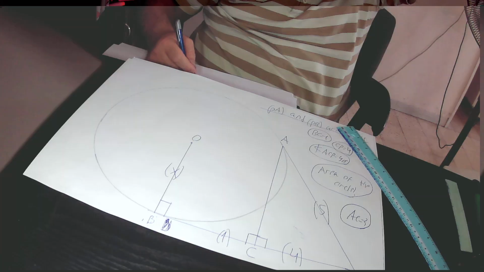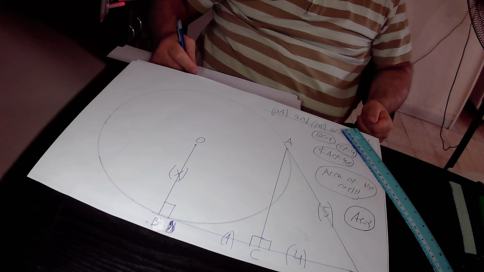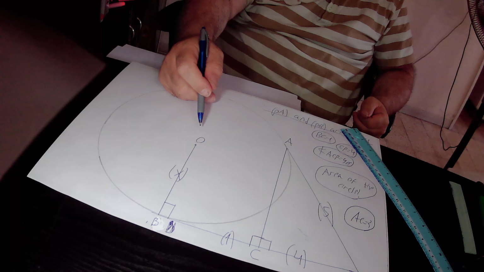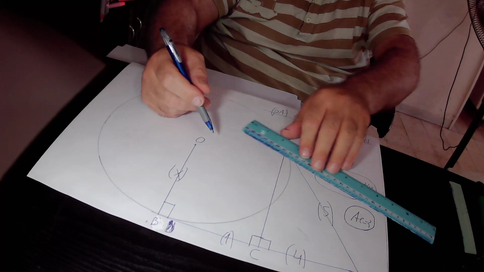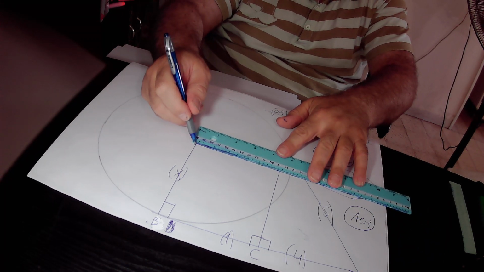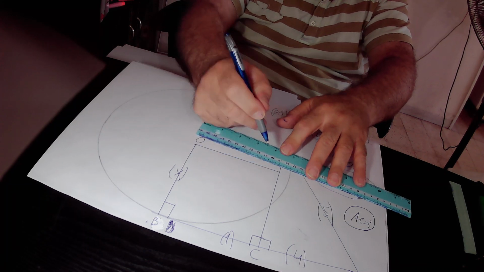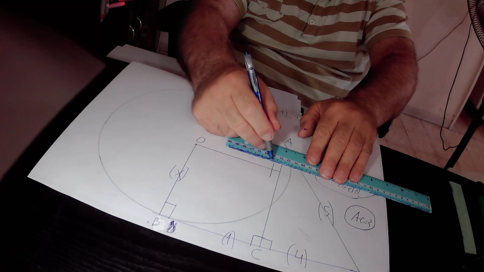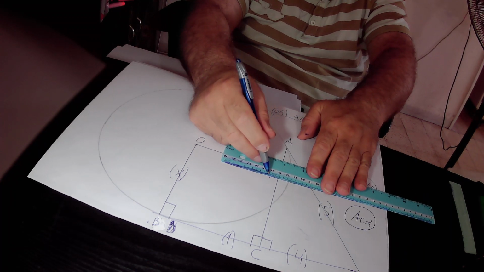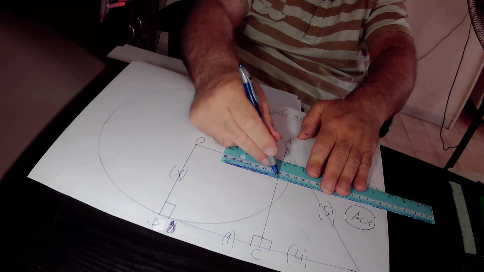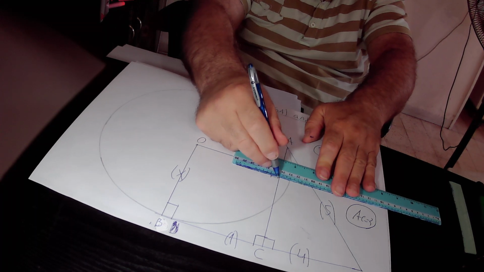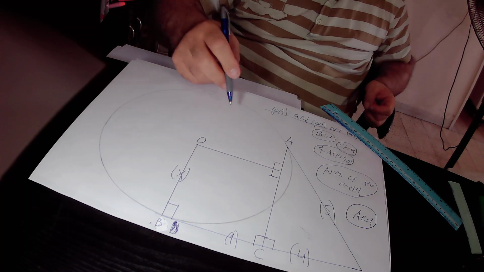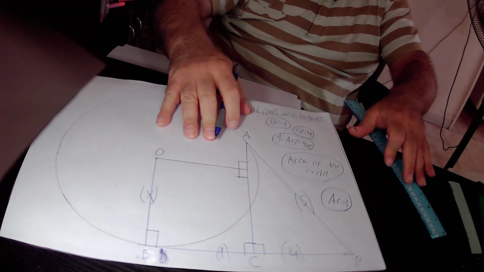In the next step, we will do a construction: from point O, the center of this circle, we will draw a perpendicular on AC. So this angle equals 90 degrees and this angle also equals 90 degrees according to our construction. We will define the touching point of the perpendicular from point O and AC. This point is point E.